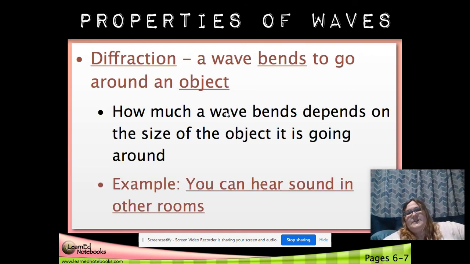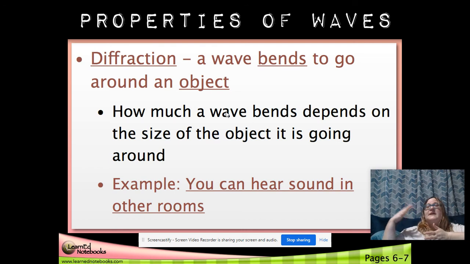And finally, diffraction is when a wave bends to go around an object. How much a wave bends depends on the size of the object it is going around. So you're in the pool, you jump in the pool, the waves go out, they hit your friends and they go around them. Right? That's diffraction.